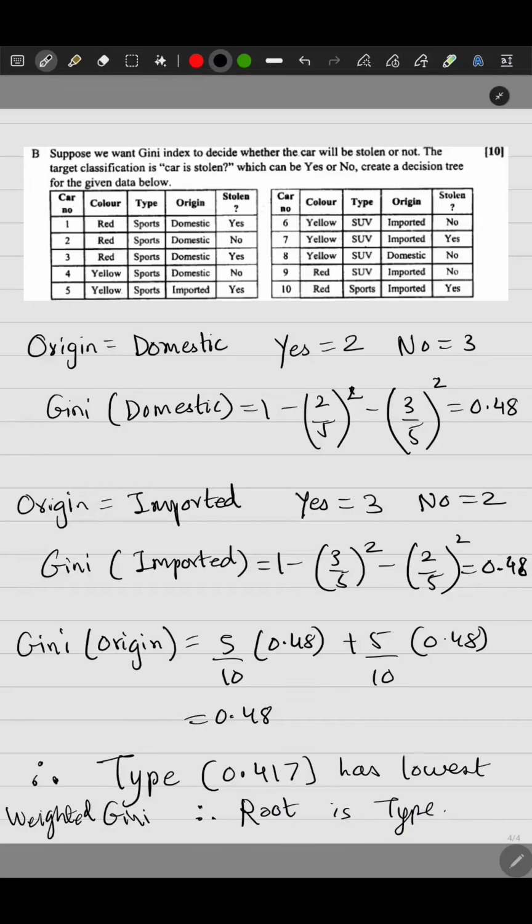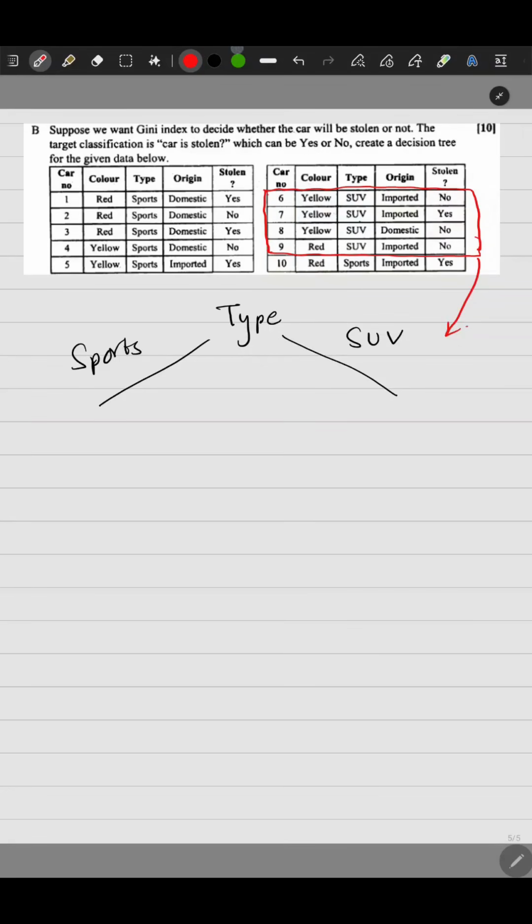So we have found out the root attribute, SUV class, and the remaining ones are all sports. Okay, so now let's decide what is the next attribute that we will split on. We have already used up type. All of them in SUV have the same type, and all of them in sports have the same type, that is sports. Okay, so let's split SUV on color. So again there are two colors, yellow and red.